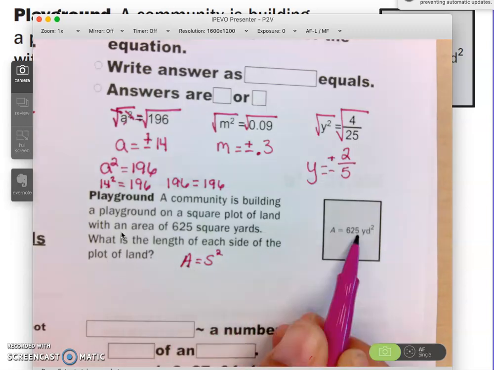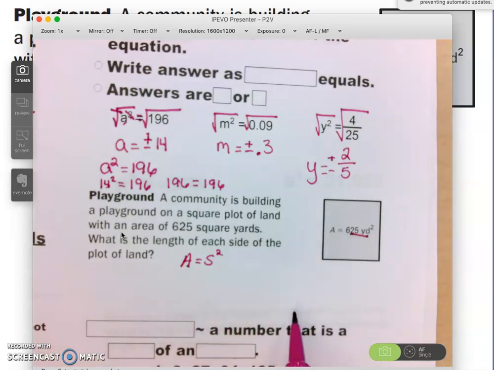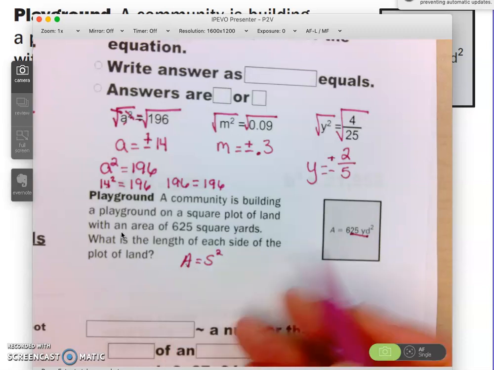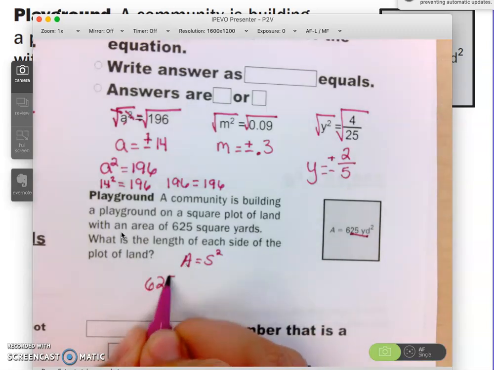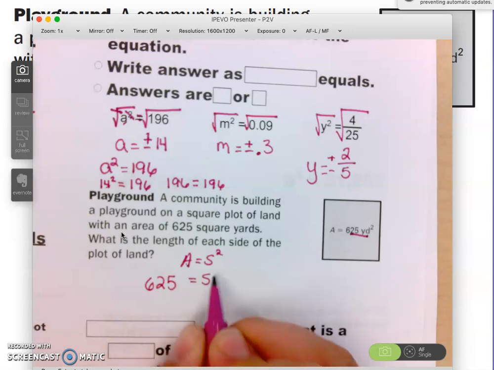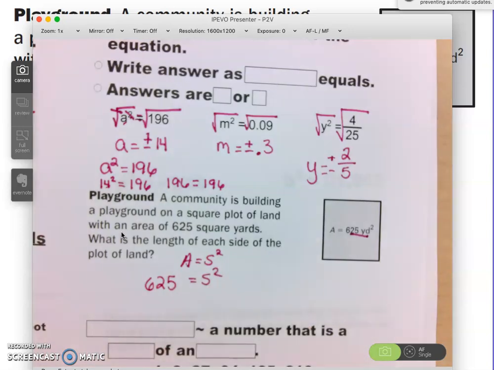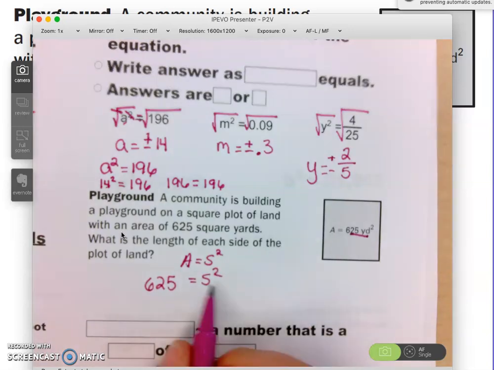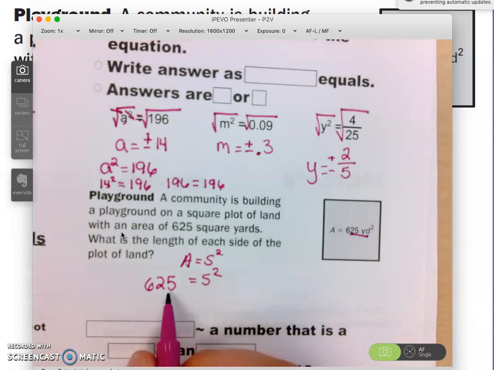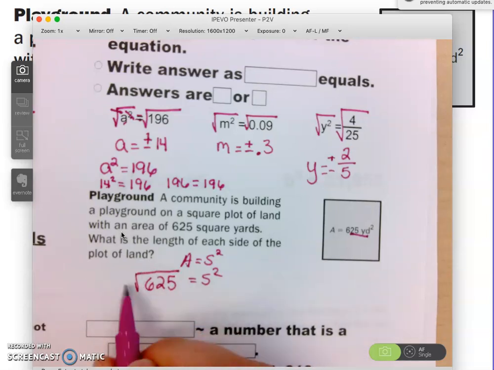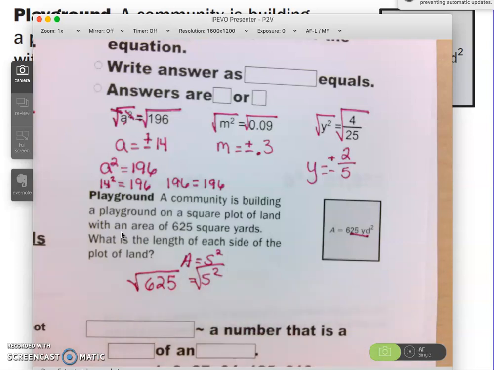So the area is 625. I'm going to replace that A with 625, and it's got to equal the side squared. So I need to know what the side is. So right here I have side squared will get me 625. I just need s by itself, for just the side. So I need to find the square root of both sides.